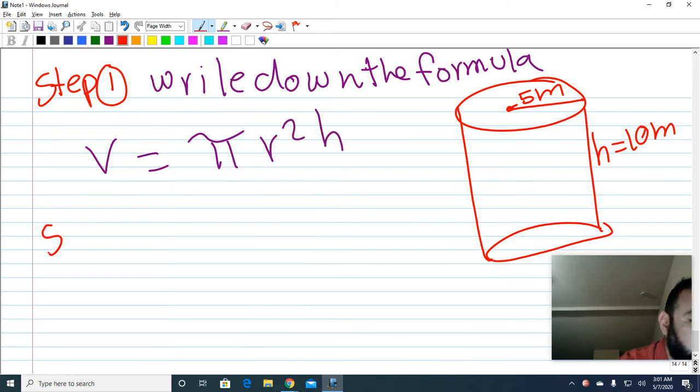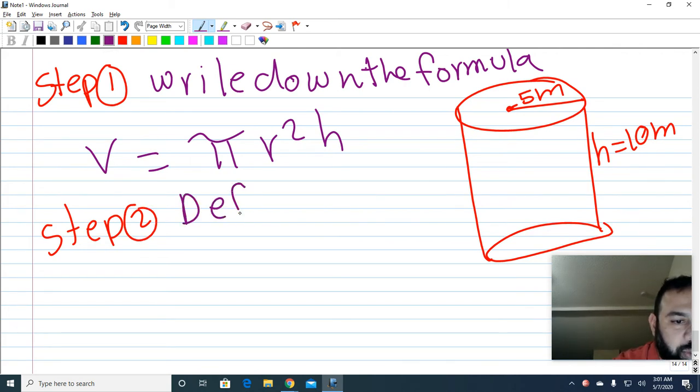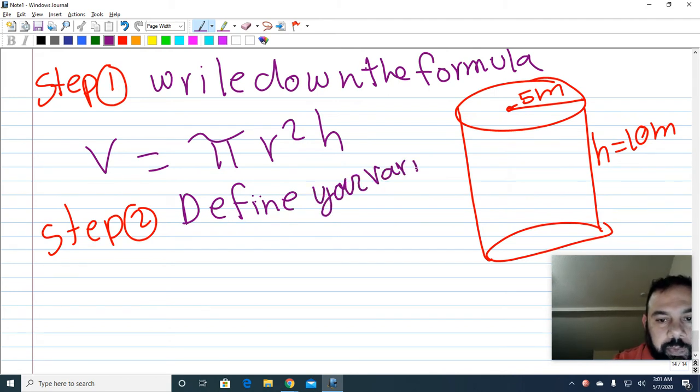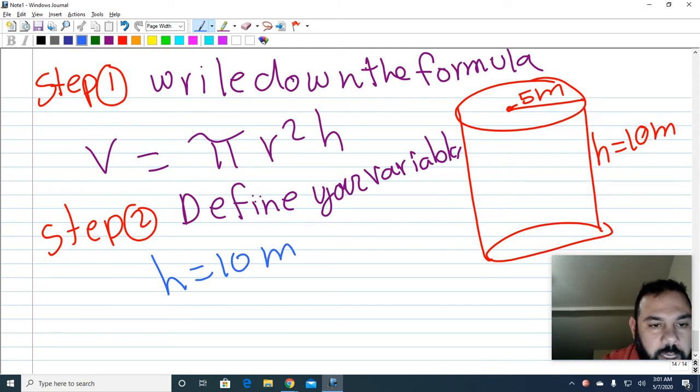Step 2, define your variables. Let's see what you have and what you are missing. So I have here h equals 10 meters and r equals 5 meters.